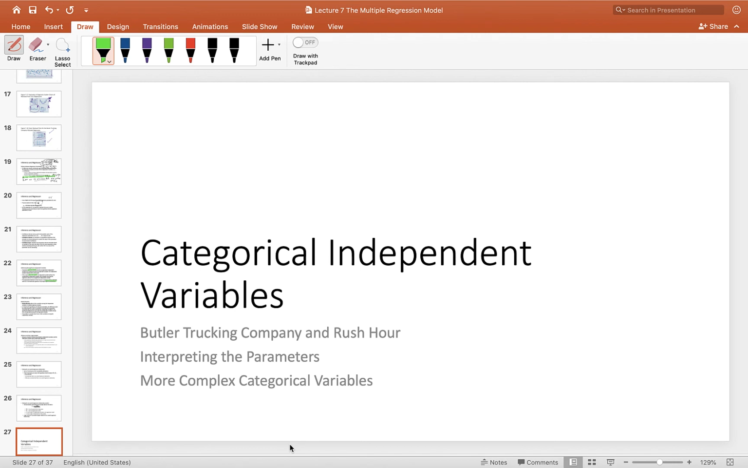Categorical independent variables. So what are categorical independent variables? The previous independent variables we have considered, such as miles traveled and number of deliveries, have been quantitative numbers. But the new variable that we want to look at in this section is going to be rush hour traffic. We're going to add rush hour traffic to the equation that we're actually going to use. This variable, because it's not a number, is called a dummy variable. And that's what we're going to look at.